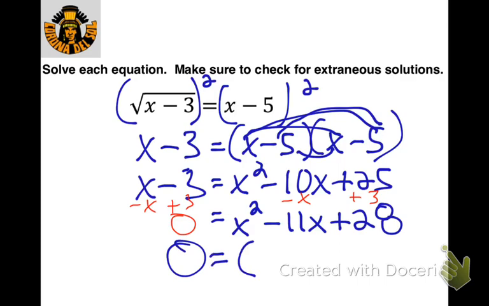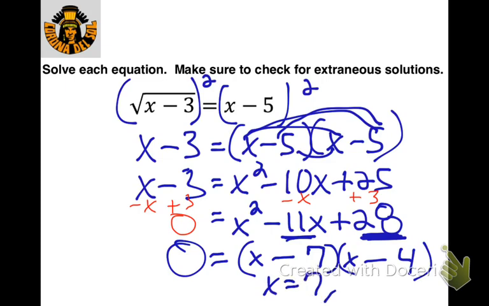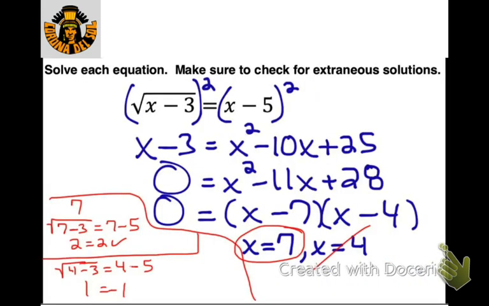Then we're going to do a little double bubble. We're looking for two numbers that multiply to be 28 and add up to be negative 11. With a little bit of work, we come up with 7 and 4. Minus, minus, both. That means if you take the x minus 7 and set it equal to 0, you're going to get x equals 7. And then you set the x minus 4 equal to 0, and you get x equals 4. And then you should check them both. And there's my checking off to the side there. I got the 7 working, but the 4 doesn't.